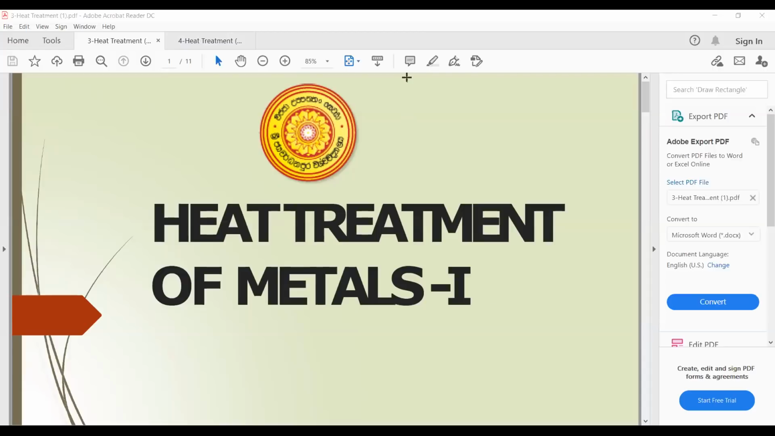Right. So anyone heard about this word heat treatment? Anyone heard about this word heat treatment? So heat treatment process or the metal heat treatment?